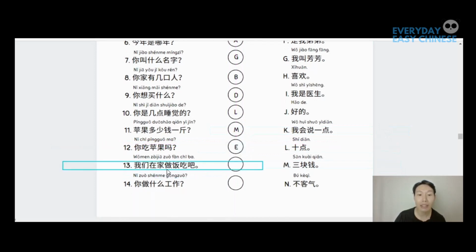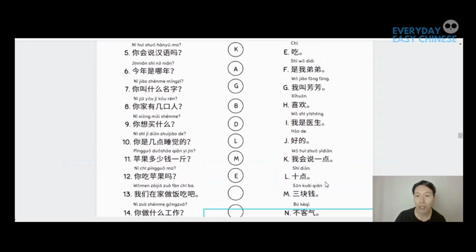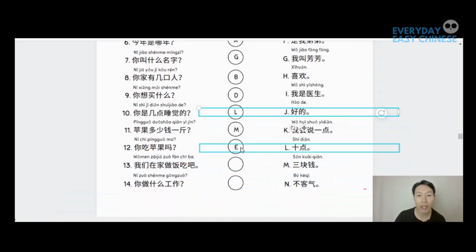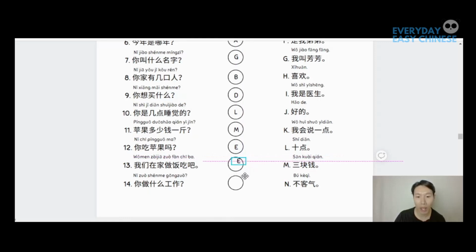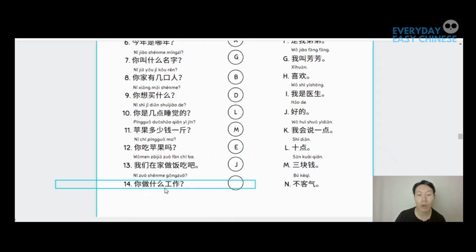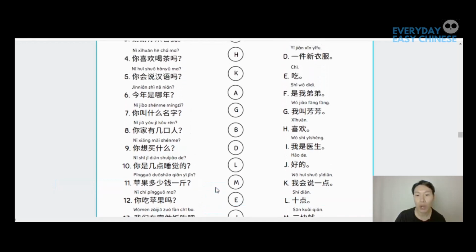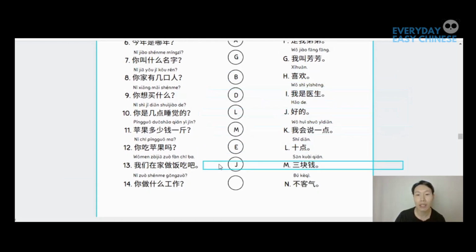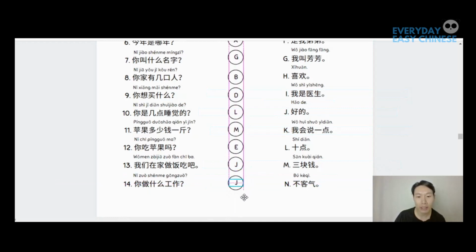13. 我们在家做饭吃吧. So let's cook at home. So we see a suggestion with ba, and the answer over here is okay. J, 好的 means okay. J. Final one is 你做什么工作? What job do you do? What is your occupation? And over here we have 我是医生, which means I am a doctor, so this is I.